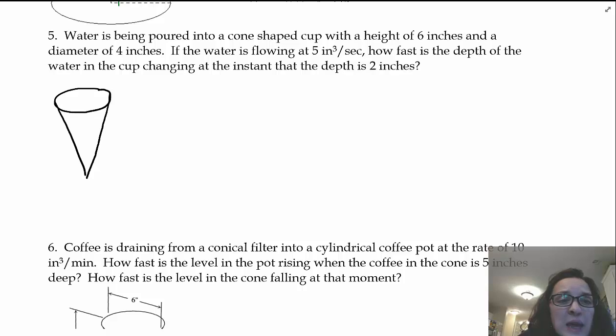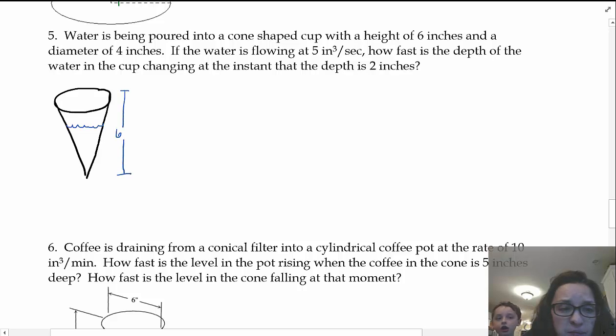So a cone-shaped cup, and I've got some water inside here, and the initial cup has a height of 6 inches, and a diameter of 4 inches. And if the water is flowing in, so I've got water coming in here at a rate of 5 cubic inches per second.